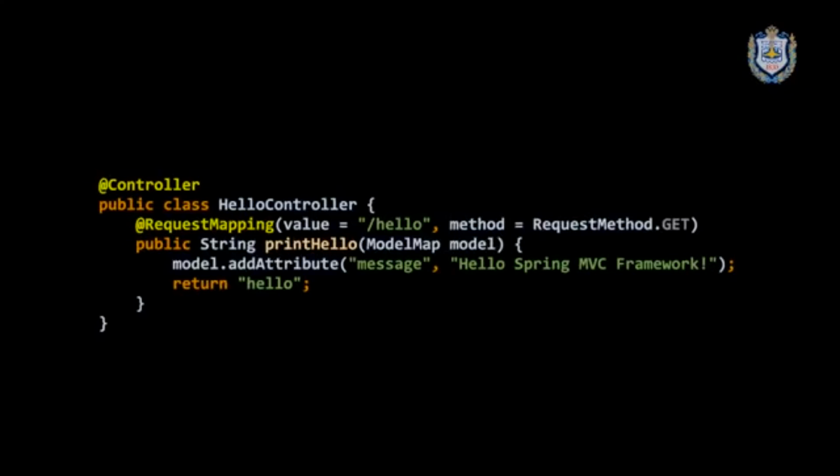A specific service method can return a string that contains the name of the view that will be used to render the model. This example returns hello as the name of the logical view.